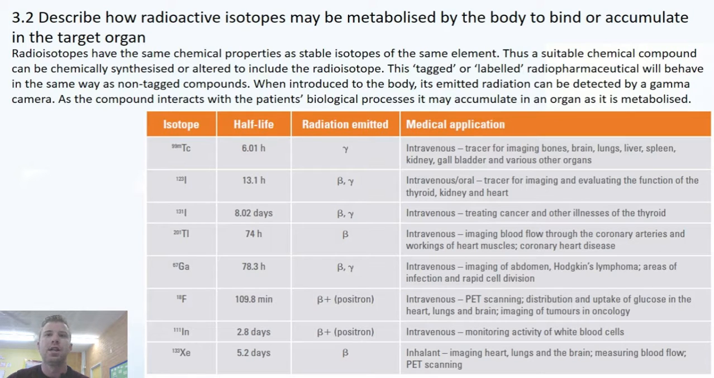Okay, so the organs will metabolize the isotope. We can then get a good understanding of how that organ is functioning and also the structure of the organ by its gamma or radiation emitted.